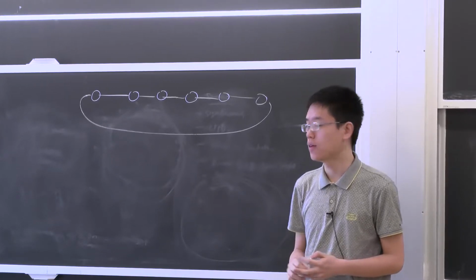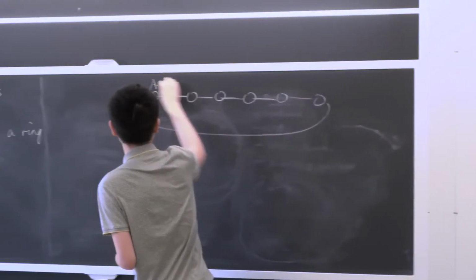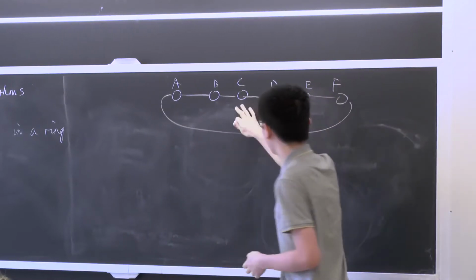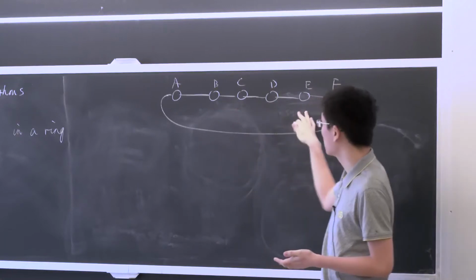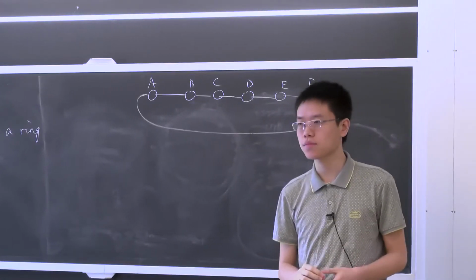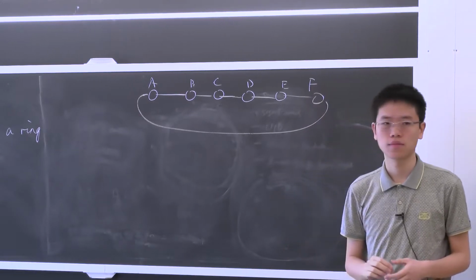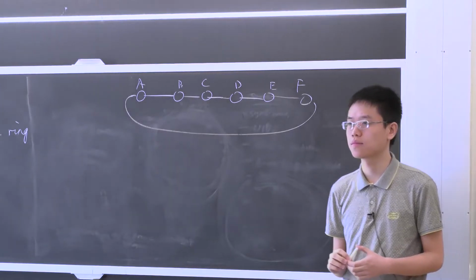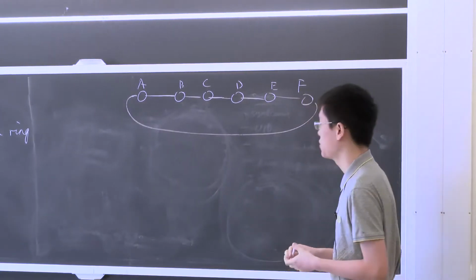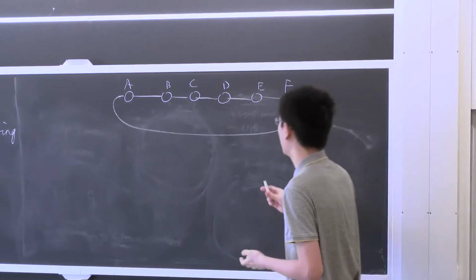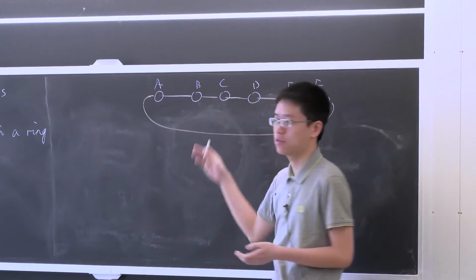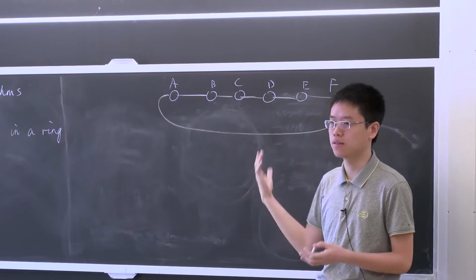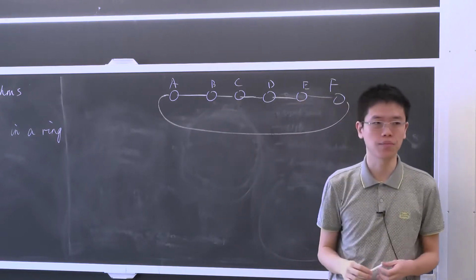OK. And yes, let me call them A, B, C, D, E, F. Then C can tell D or can tell B, but how does C tell E? So it would be just say everyone talks to its right neighbor, and then B has A's ID, C has B's ID, D has C's ID, and then continue, right, and pass around next time.